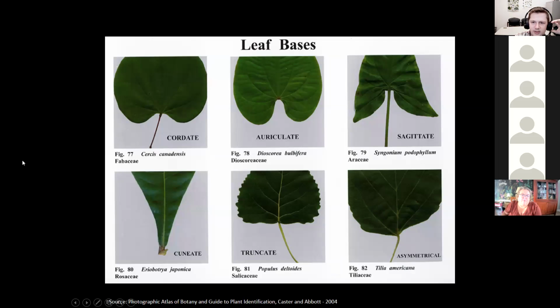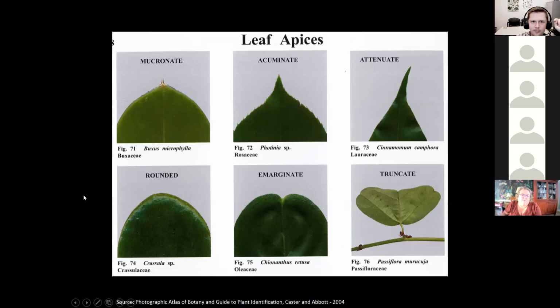So just continuing from that chart that I showed you earlier. Here are the bases: chordate, heart-shaped; auriculate, which means ear-shaped; sagittate; cuneate, which comes to a narrow base end; truncate, which means, if you think of something that's truncated, it's cut off. Basically, it looks like it ends prematurely. Asymmetrical. Certain leaves will have this, kind of like those falcate leaves that we were looking at earlier.